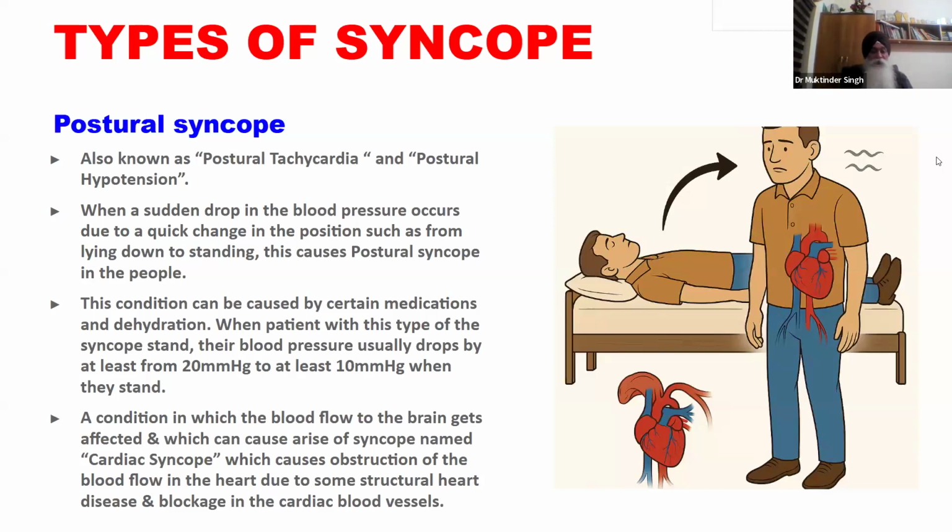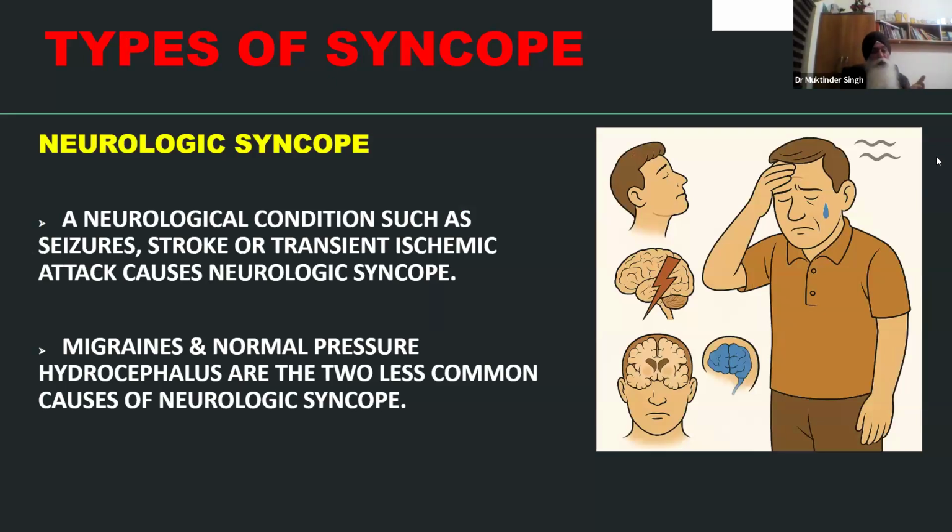As we see, whenever someone gets heat stroke or stroke, there is sudden loss of temperature, and the veins and arteries of the heart constrict and affect the functioning and pumping of the heart. So when the pumping capacity is less, people with low LVEF are more prone to this kind of syncope, cardiac syncope. Then neurological syncope, a neurological condition such as seizures, stroke, or transient ischemic attack.